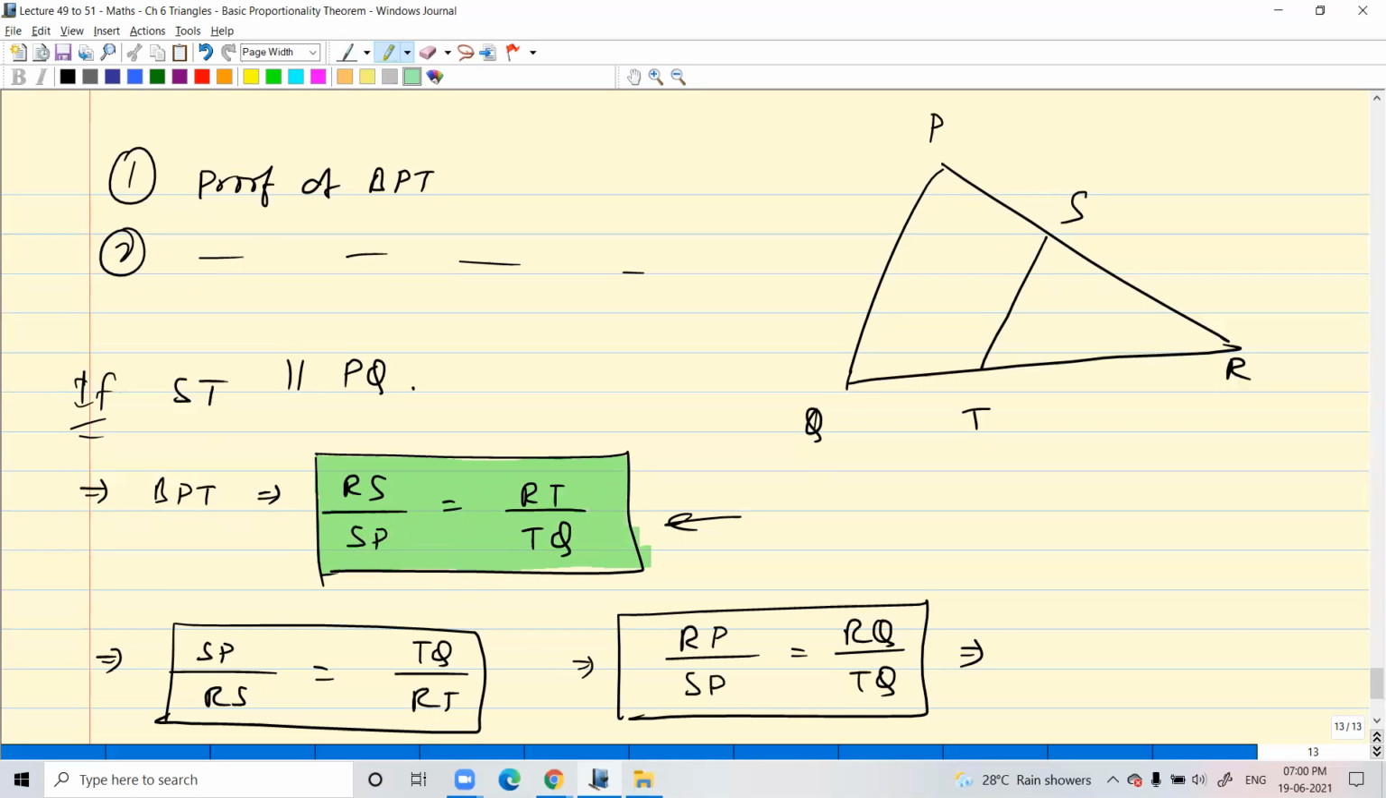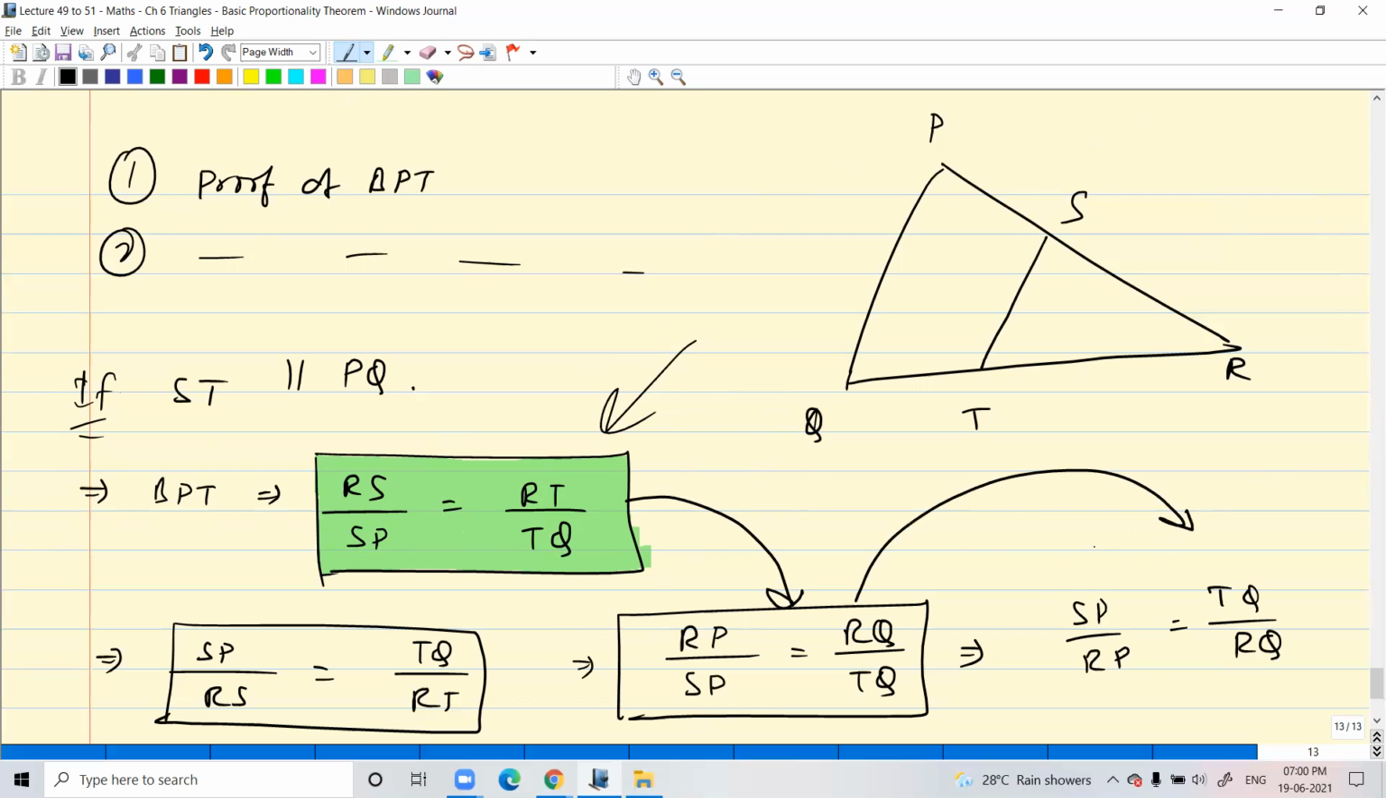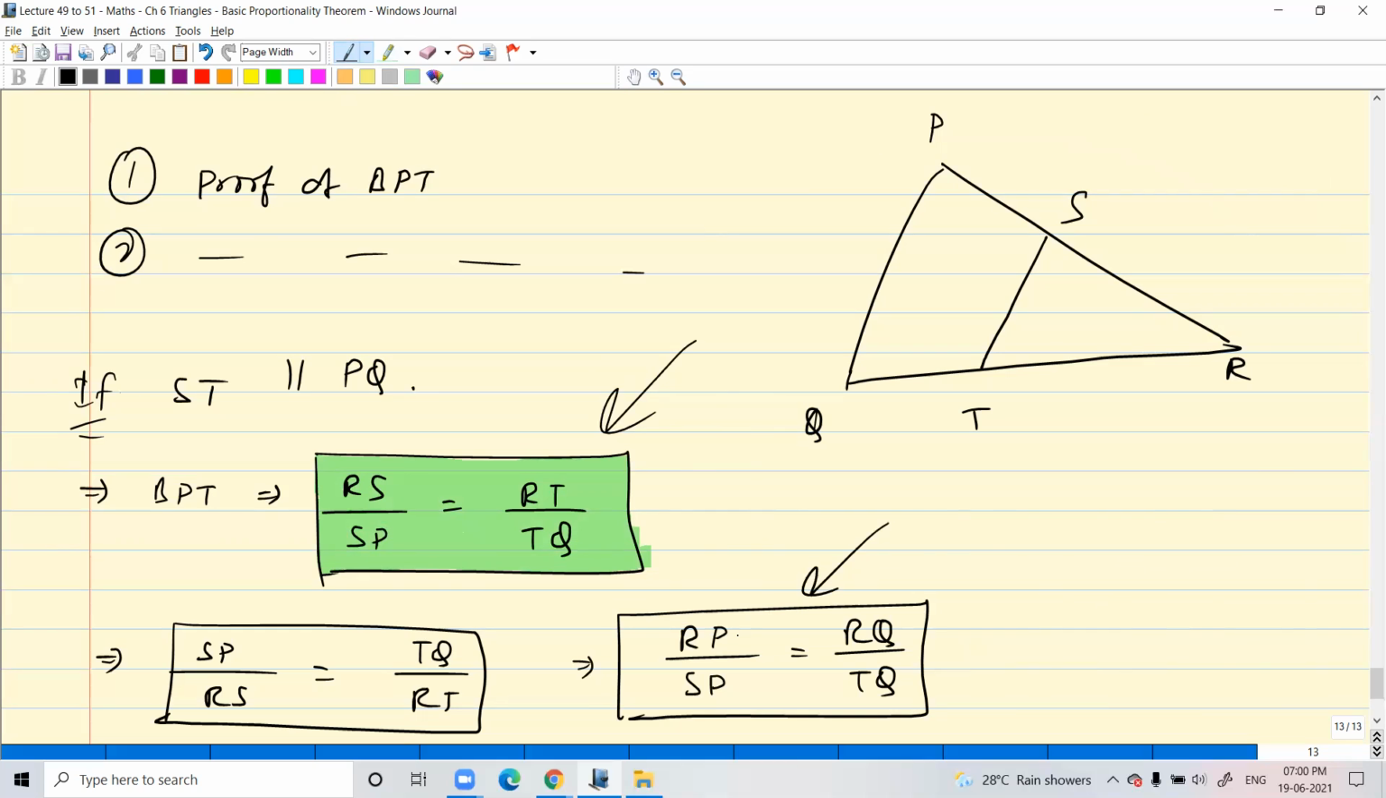Sir, will the next one be the reciprocal of what I did? So of course we can write the reciprocal also. SP by RP will be equal to TQ by RQ, because this gives rise to this one, and from this one we can derive this one. Reciprocals are very simple. Everyone should be able to do that. So if you have this, you know that the reciprocal will also be true. Okay, so give me some other ratio.